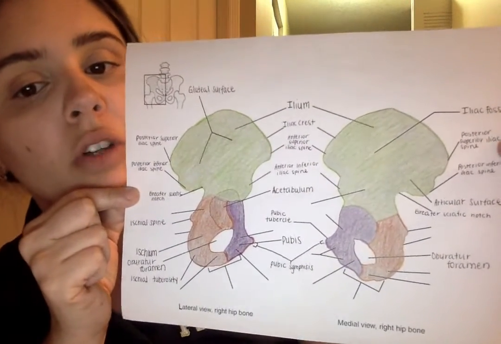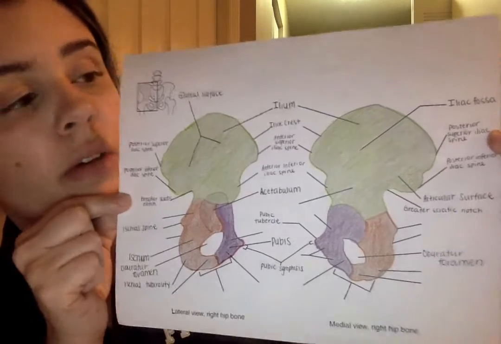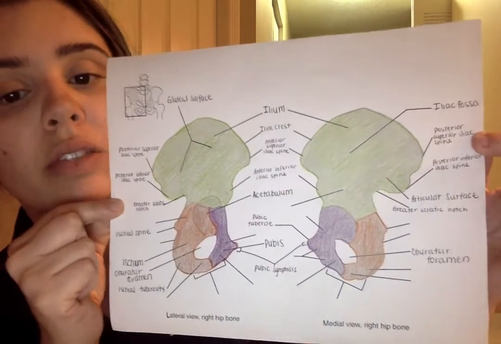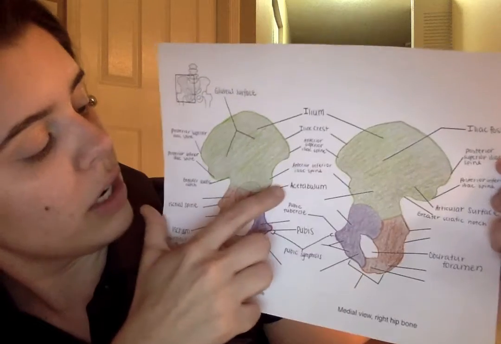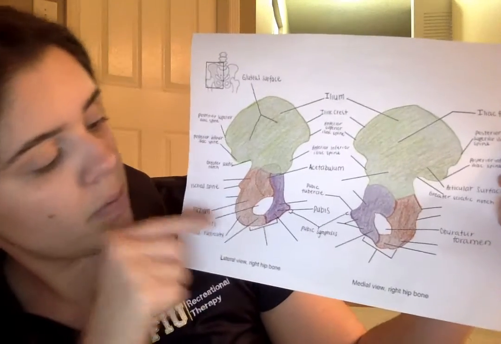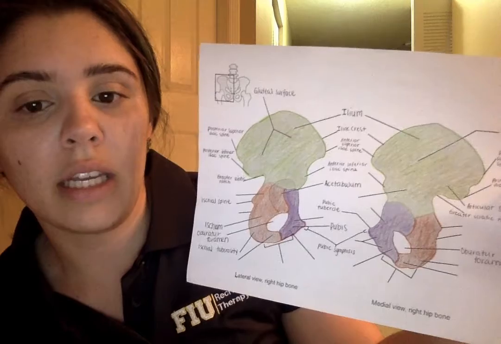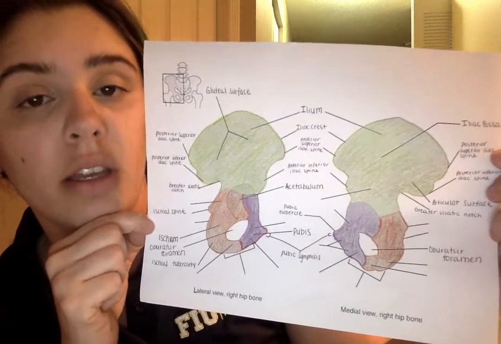The paired hip bones are the large curved bones that form the lateral and anterior aspects of the pelvis. Each coxal bone is formed by three different bones that fuse at the acetabulum, which is located right here. And those three bones are the ilium, the ischium, and the pubis. So the ilium forms the superior region of the coxal bone. It is the largest part of the hip bone.